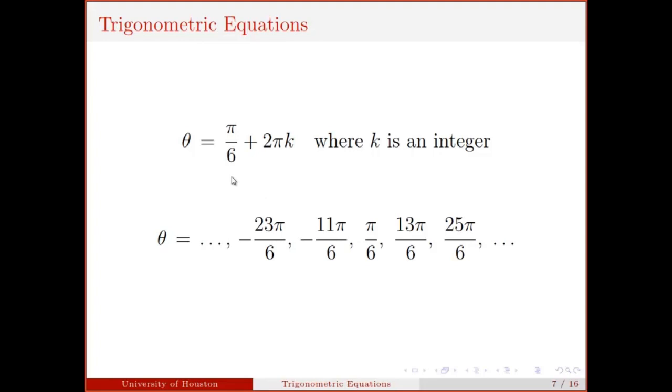We can express the set of all angles related to pi over 6 in this way by writing theta equals pi over 6 plus 2 pi k, where k is an integer. This leads to an infinite set of values which satisfy the equation sine theta equals 1/2. For example, when k equals 0, we obtain the solution pi over 6. When k equals 1, we obtain the solution 13 pi over 6. When k equals minus 1, we obtain the solution negative 11 pi over 6, and so on.